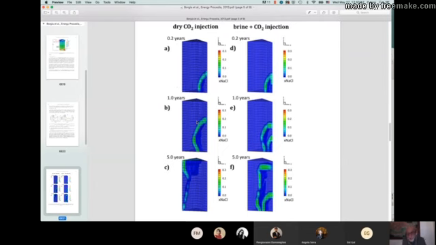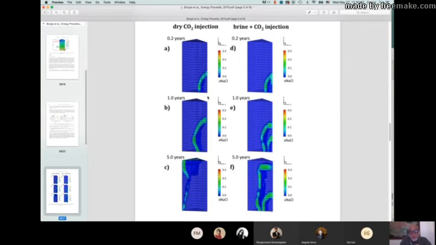And see what is actually happening on the reservoir. On the left-hand side, you have your system after a few months, after 1 year, after 5 years. On the right-hand side, you have the same systems, but you're injecting brine plus CO2. And you have only CO2 injection on the left-hand side.